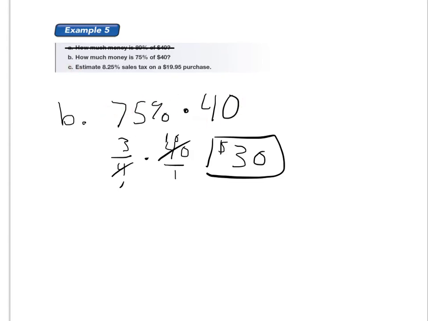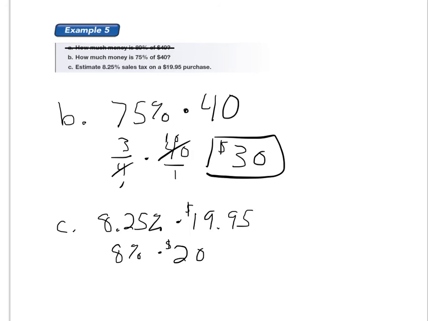Alright, letter C. Letter C says estimate 8.25% sales tax on a $19.95 purchase. Sales tax works the same way. You take the percent and you multiply it by the cost. So I'm going to take 8.25% times $19.95. And since it says estimate, I'm allowed to round. So I'm going to round this to about 8%. I'm going to round $19.95 to about $20.